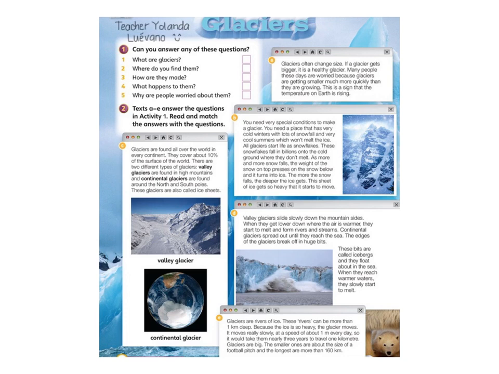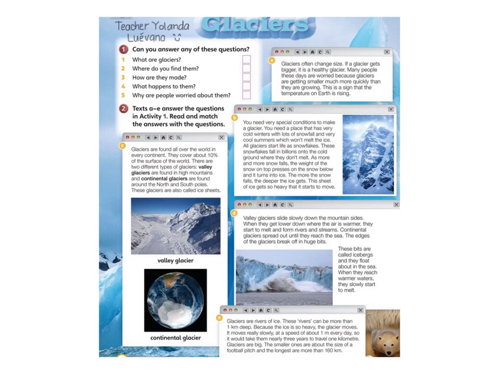Letter B. You need very special conditions to make a glacier. You need a place that has very cold winters with lots of snowfall and very cool summers which won't melt the ice. All glaciers start life as snowflakes. These snowflakes fall in billions onto the cold ground where they don't melt. As more and more snow falls, the weight of the snow on top presses on the snow below and it turns into ice. The more snow falls, the deeper the ice gets. This sheet of ice gets so heavy that it starts to move.